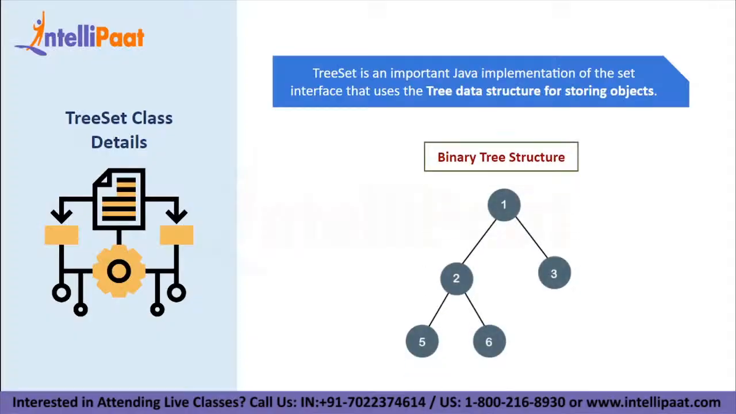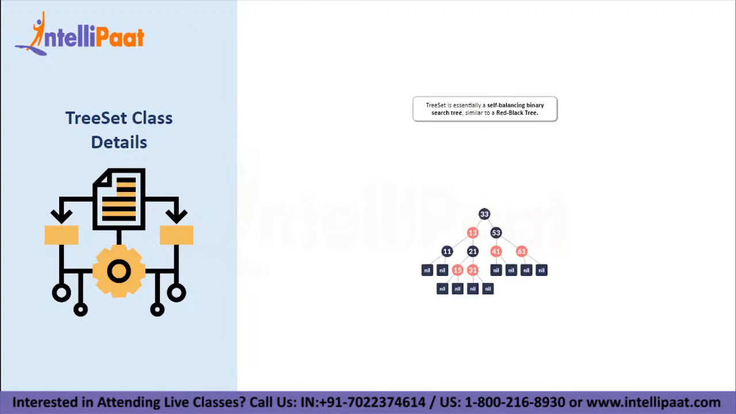Tree set is one of the most important implementations of the set interface in Java that implements the tree data structure for storage. In tree set, the ordering of objects is maintained by a set using their natural ordering, whether or not an explicit comparator is provided. It can also be ordered by a comparator provided at set creation time, depending on the constructor that you are going to use.